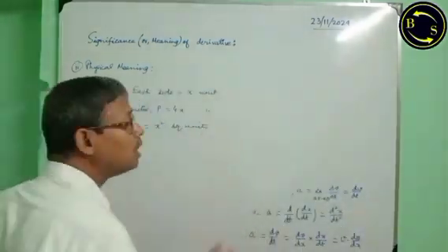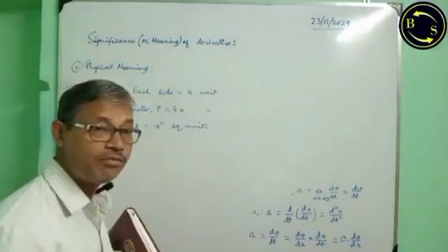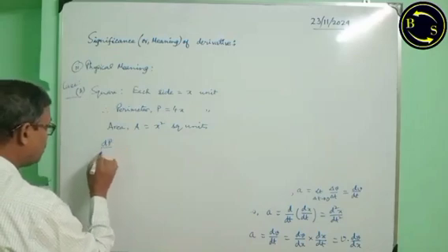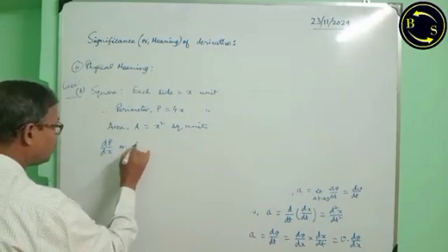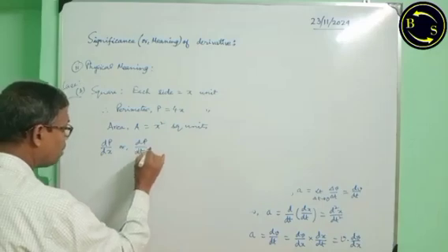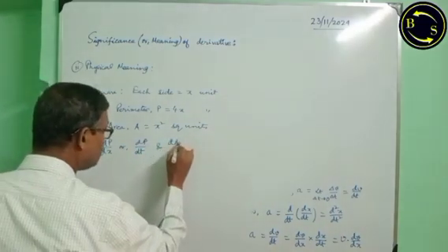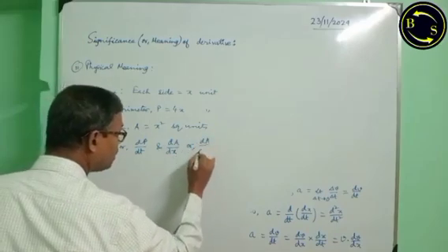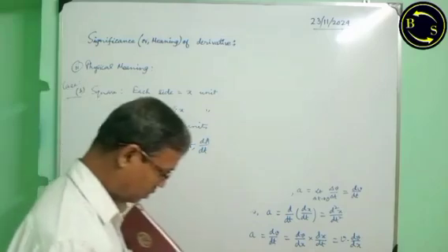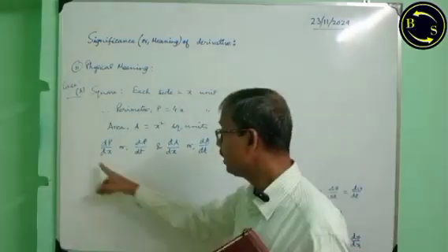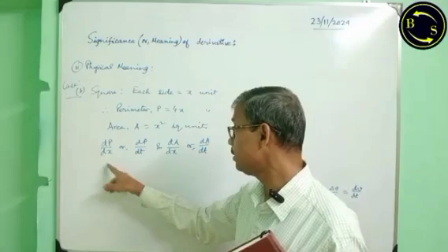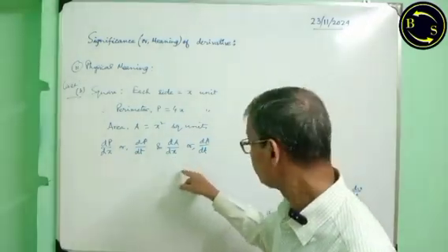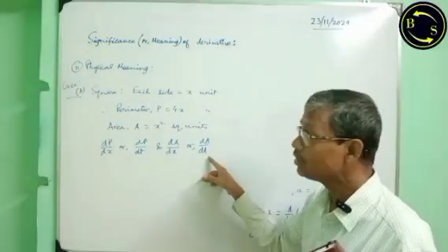Therefore in case of plane figures, dP/dx or dP/dt and dA/dx or dA/dt, these are considered. That means rate of change of perimeter with respect to its side, rate of change of perimeter with respect to time, rate of change of area with respect to x, rate of change of area with respect to t, time.